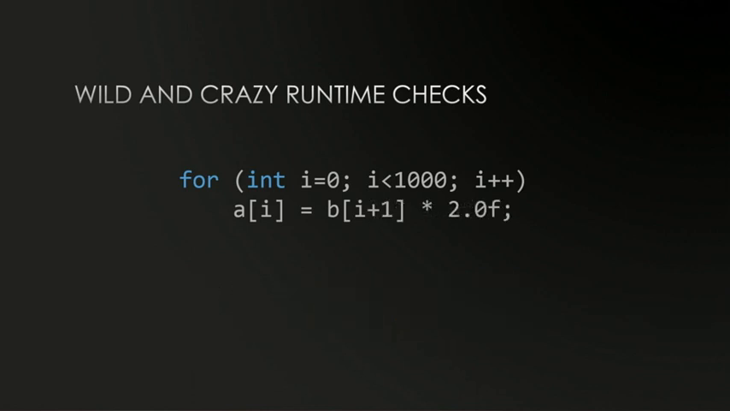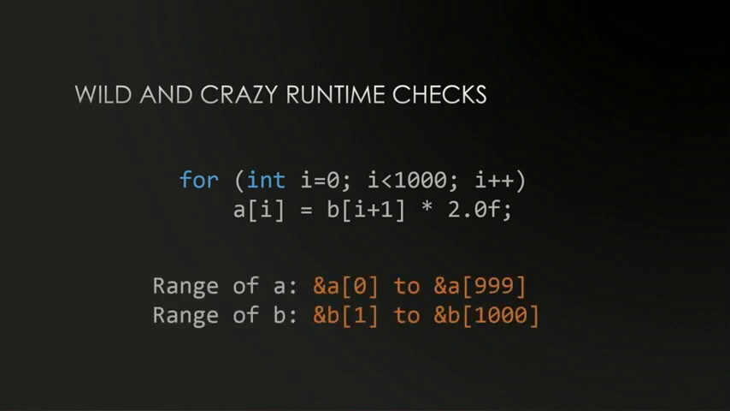What about this one? So I've changed it just a little bit. A sub I equals B sub I plus 1 times 2. This one's slightly more interesting, right? The range of A goes from 0 to 999. B doesn't go from 0 to 999. It goes from B sub 1 to B sub 1000. If we emit the runtime check that compares A sub 0 through A sub 999 to B sub 0 through B sub 999, we're actually generating wrong code. It's possible that they overlap on that last element where you're accessing B sub 1000. In this case, this is the runtime check that we have to emit. So right, that plus 1 inside of B has changed the range of accesses of B that we have to check against. All right, next.